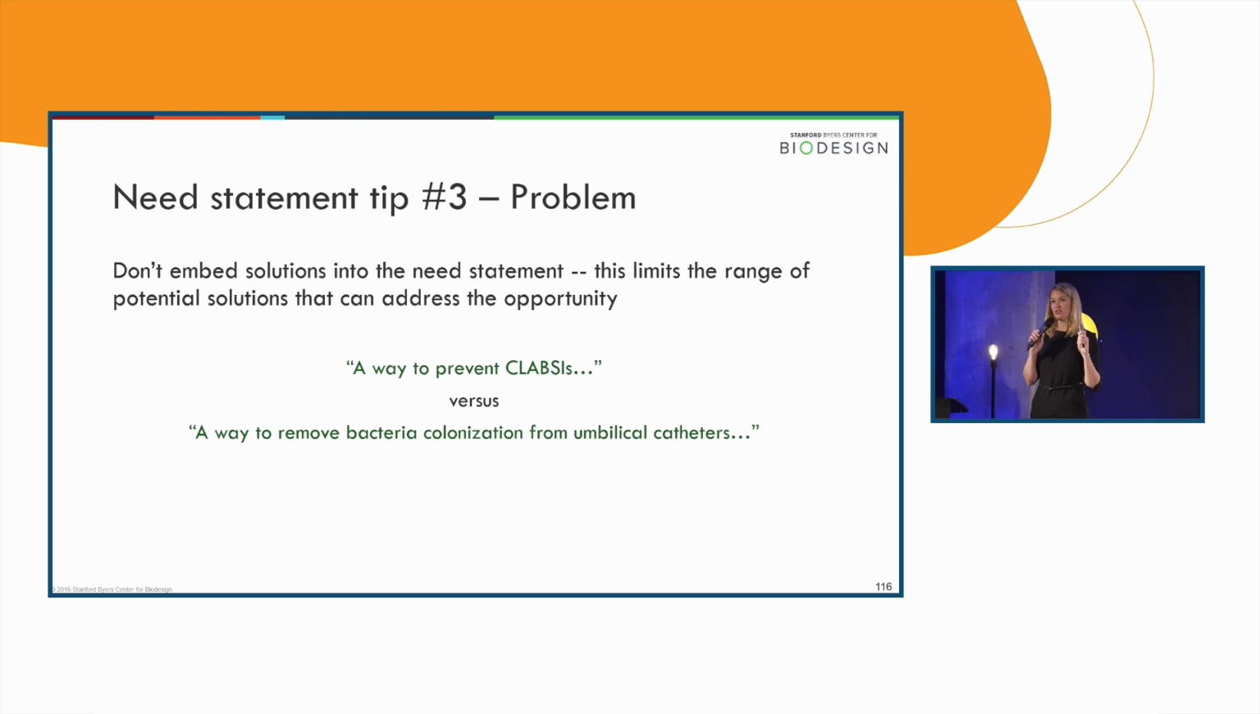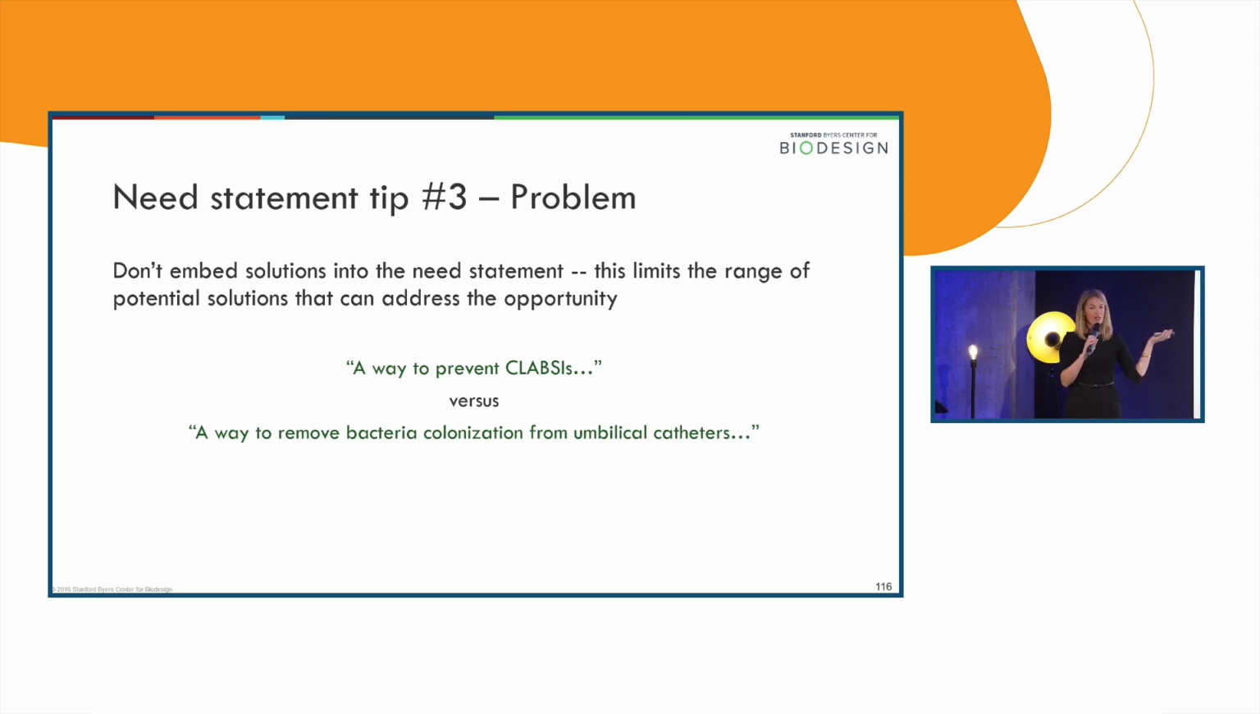And then, another one for the problem, this is really hard for everyone. We are solution agnostic. You cannot think of a solution. If you think of a solution, I will know that you thought of a solution, and you will create a need statement around it, and it will show up there. So this looks subtle, but it really limits the range of potential opportunities that you have.